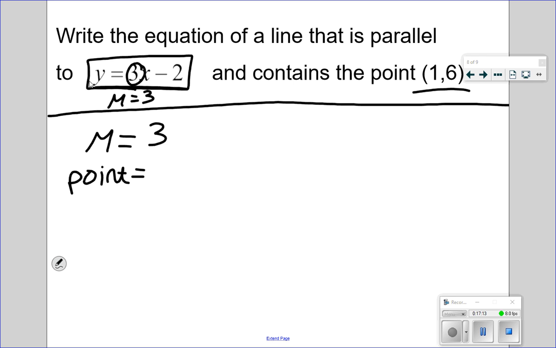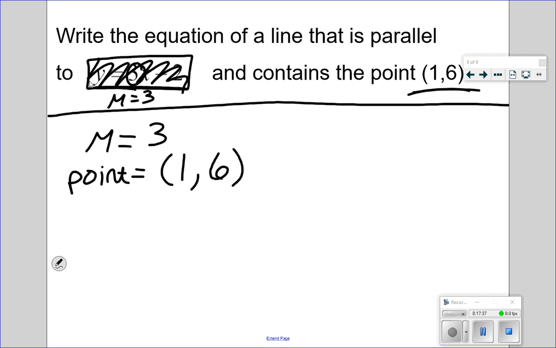I don't need anything else with this line, so you can cross it out once you've got the slope from it. We don't want to look at it and accidentally use it for something else later. We don't need that line anymore, except to know that our slope is 3. The line I'm supposed to write is also supposed to contain this point (1, 6). So I'm going to rewrite it with my information.